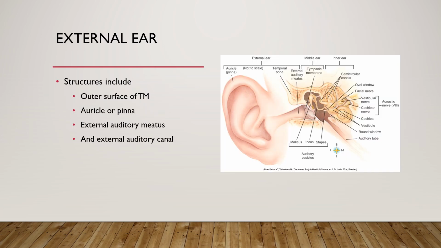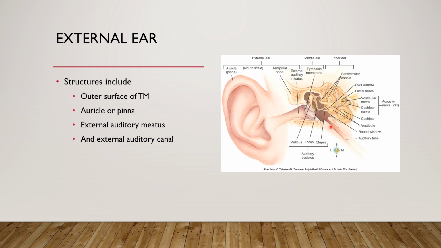All right, the external ear is going to include the outer surface of the tympanic membrane. That is what TM is going to stand for here. The auricle or pinna, the external auditory meatus, and the external auditory canal. The auricle is a cartilaginous structure. It's covered with skin, and its function is to gather sound waves.